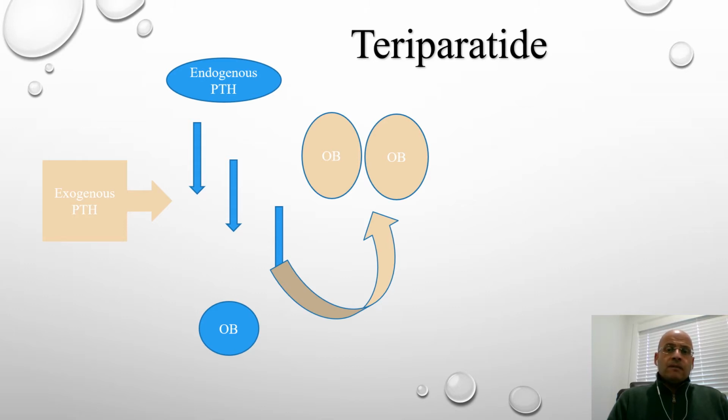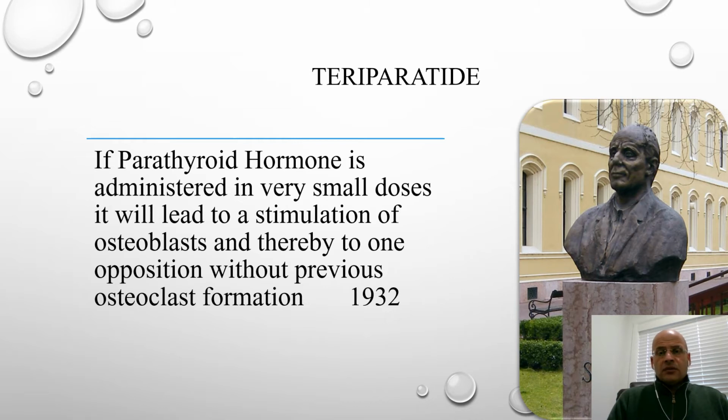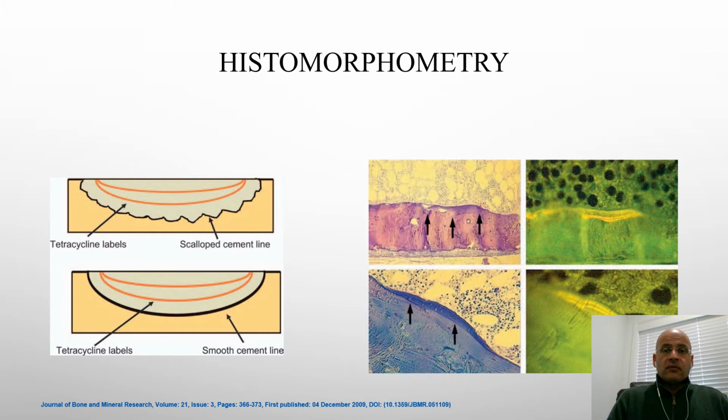So this concept was introduced in 1932 by a Canadian endocrinologist who suggested that if PTH is administered in very small doses, once daily, it will stimulate the osteoblast. But if it's introduced in pulses, like we normally have in our biological system, then you will actually induce osteoclast formation via RANK ligand.